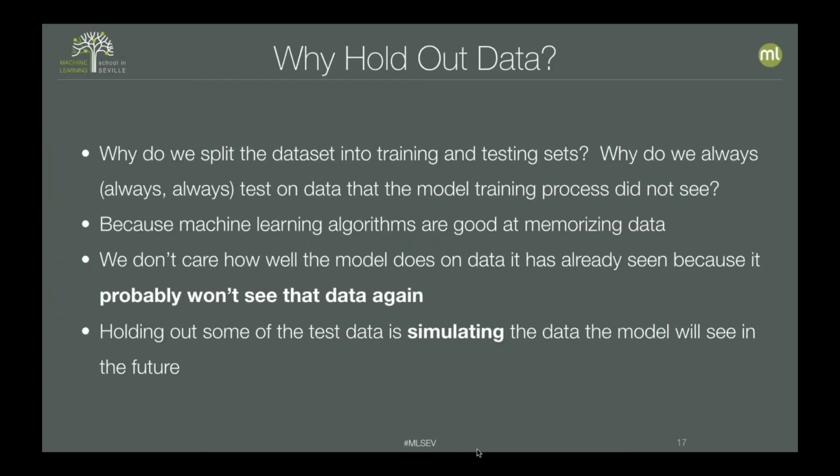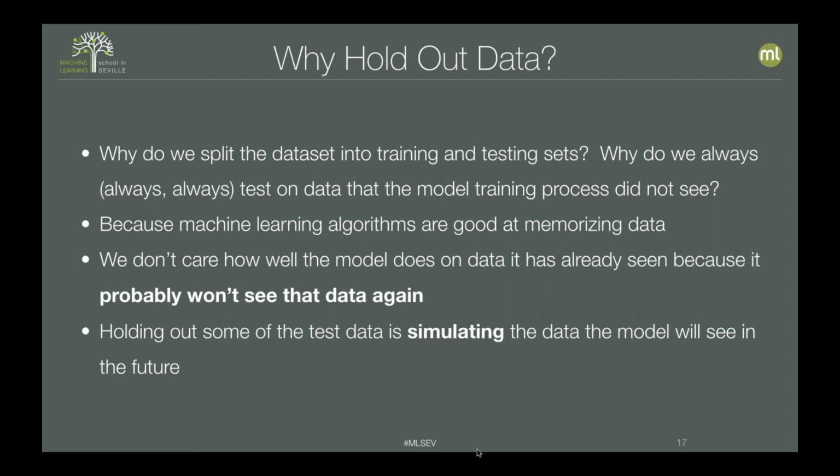So now, just briefly talking about holding out data. Why do we split the training data into training and test sets? Again, like I said before, we're trying to simulate the future for the algorithm, and we always do this. This is definitely not optional. We always have to test on data we don't see in training.